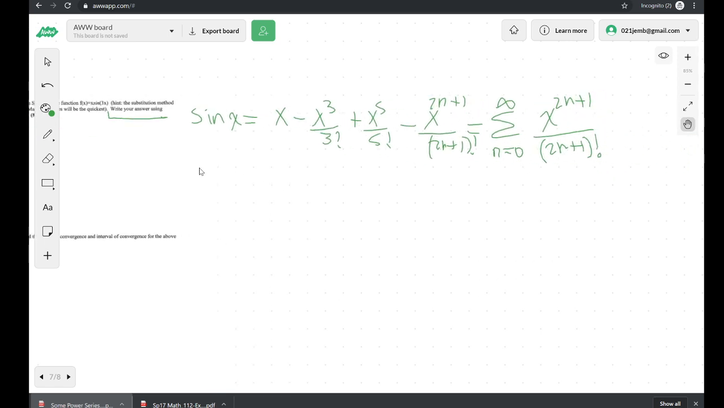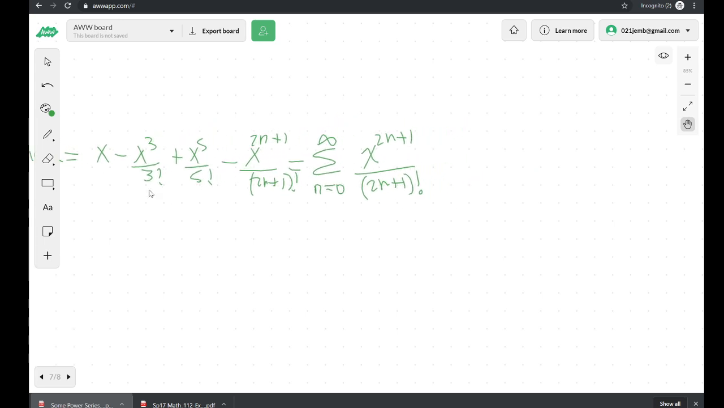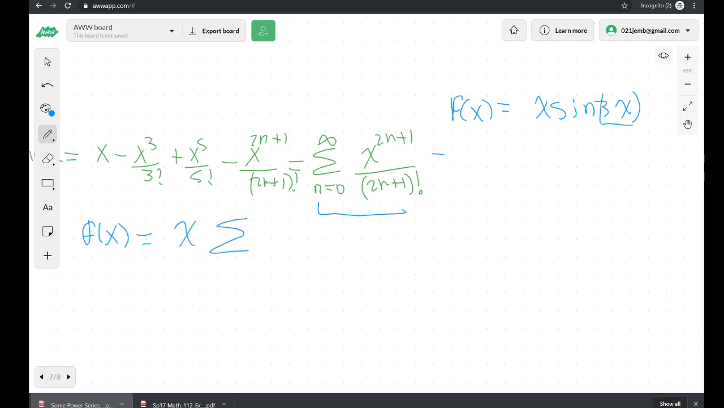So we're going to use the substitution method, and we have that our function f of x is equal to x sine of 3x. And so the substitution that we have to make for the quickest way to solve this is just 3x, right? We substitute 3x into our summation. So basically, f of x is equal to x times the sum from n equals 0 to infinity of 3x to the power of 2n plus 1 divided by 2n plus 1 factorial.